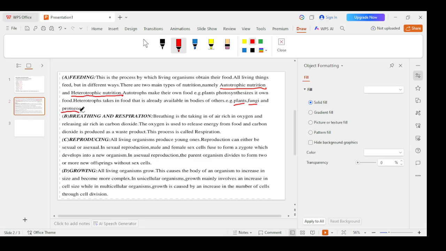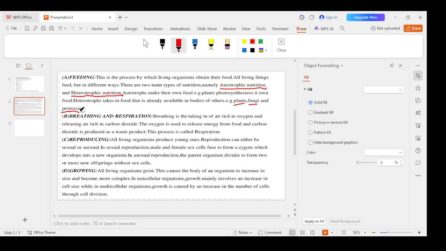Okay, so breathing or respiration, and the good part is that we all breathe. We all breathe, so it is not something that should cause us to worry. It's something that we do in most cases.